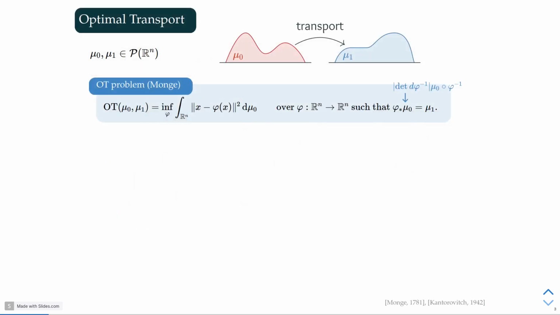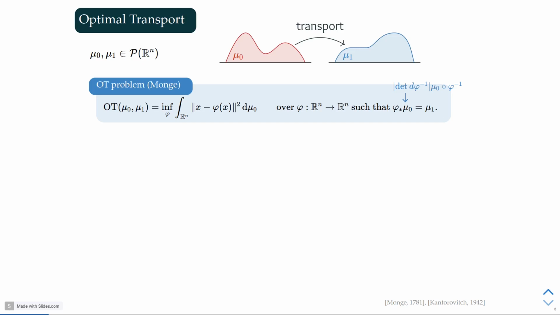So just to talk about the basics of optimal transport, I'm going to consider two measures, mu0 and mu1, probability measures on Rn. The goal is to transport mu0 onto mu1 in the best way possible, and by best way I mean the least costly way possible. So we can formulate the Monge optimal transport problem, which is just finding the map phi which is going to minimize the total cost of sending mu0 onto mu1.